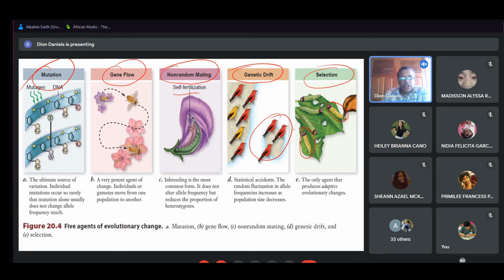Artificial selection, on the other hand, is when you have mating occurring and it is directed by human beings. So, for example, we're going to breed dogs.